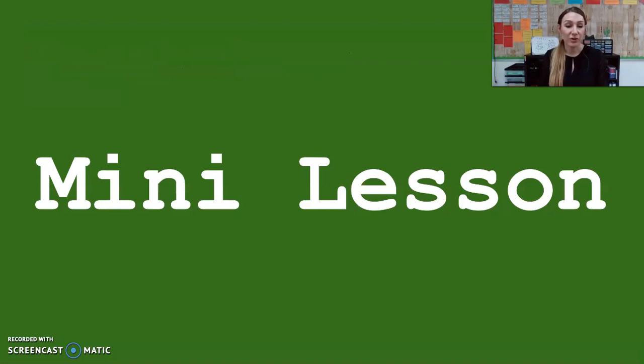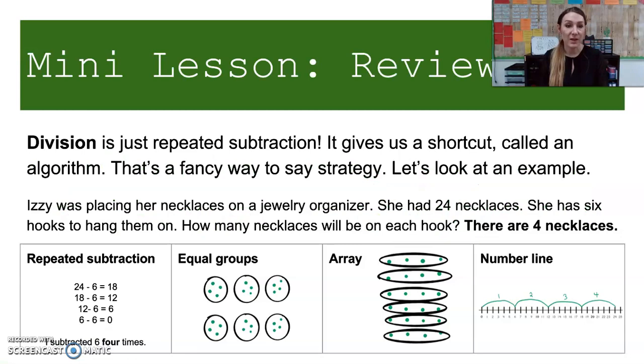Alright, let's go ahead and jump into our mini lesson, but first I want to quickly review division. So remember, division is just repeated subtraction. It gives us a shortcut called an algorithm. That's a fancy way to say strategy. Let's look at an example.